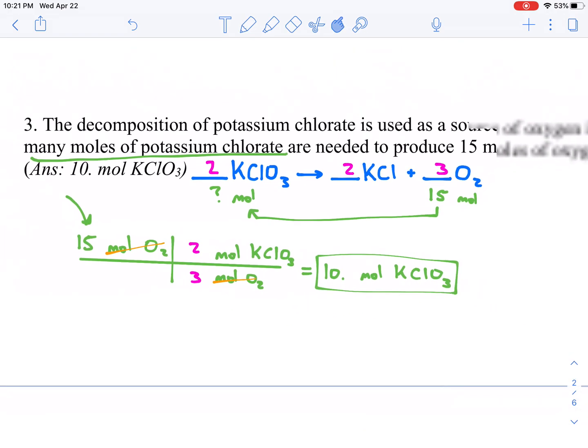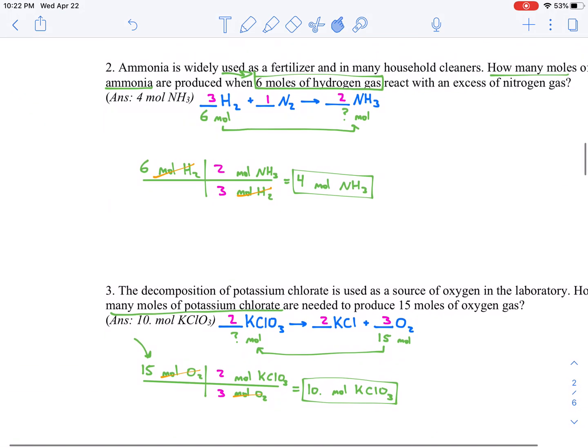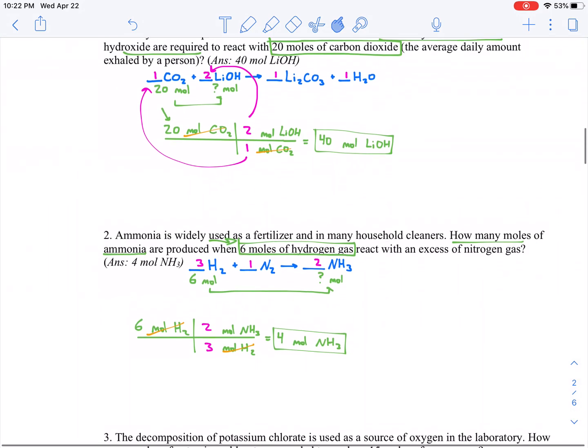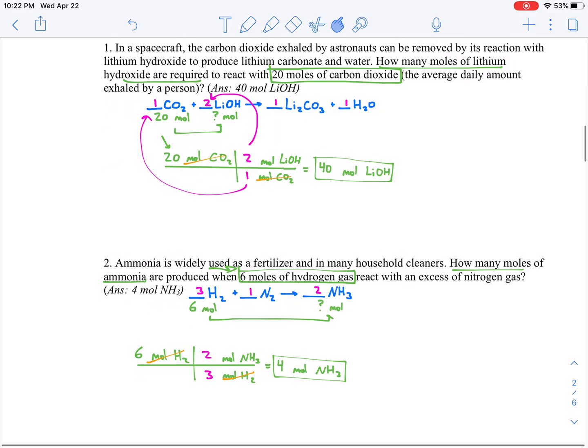So hopefully you enjoyed this exploration of converting from moles of one thing to moles of something else. We will need to be very proficient at doing this in order to move on to our next technique, which involves adding grams to the equation.